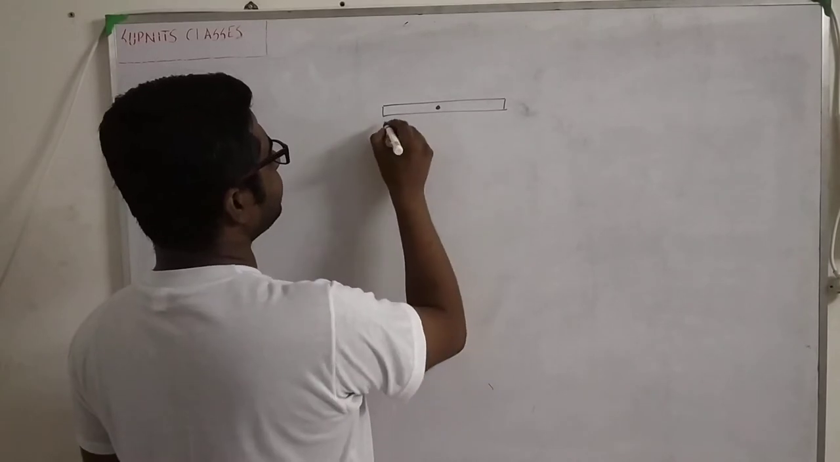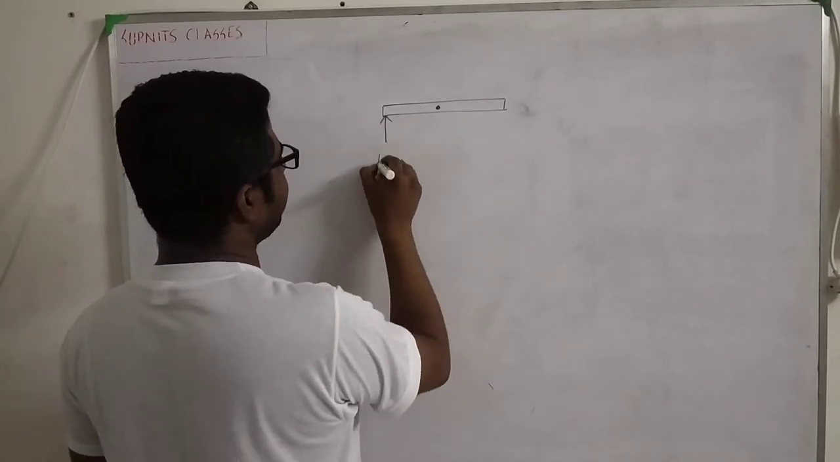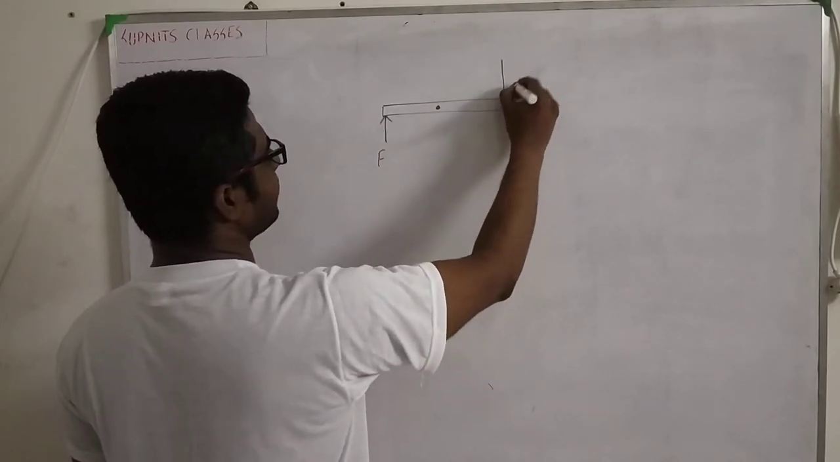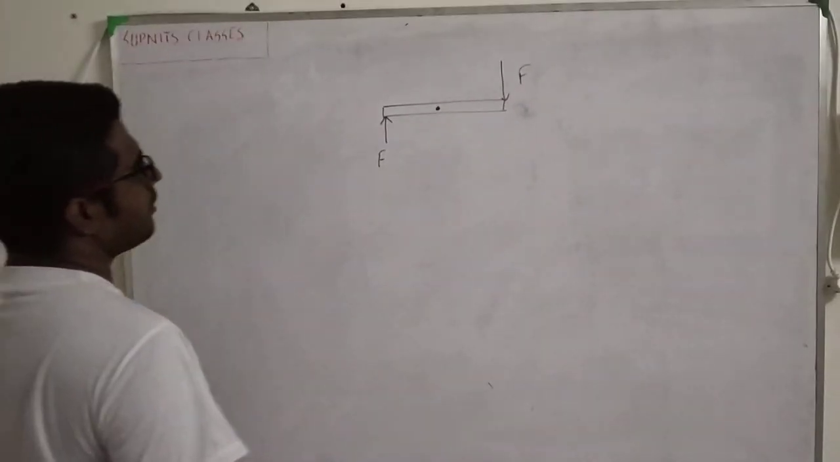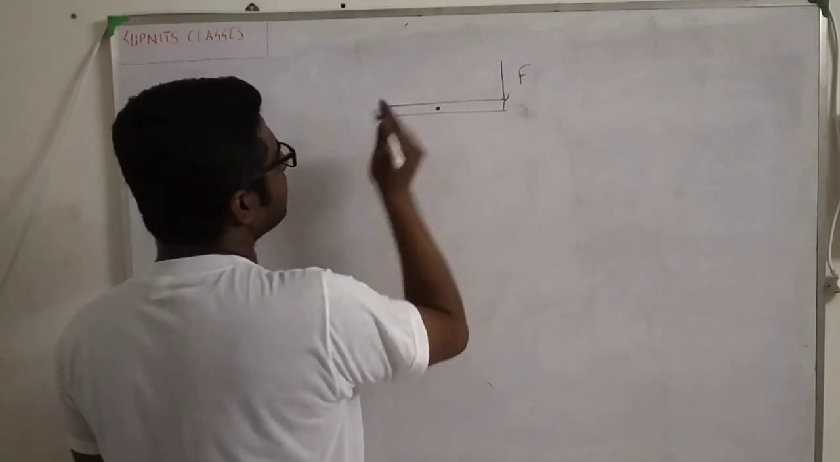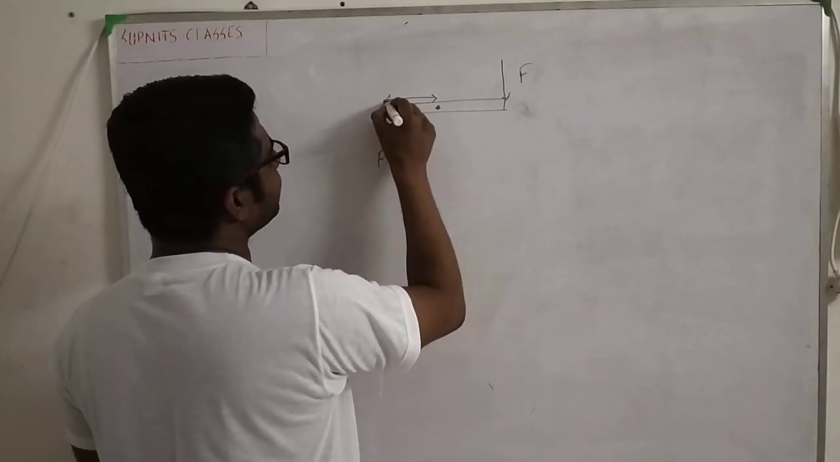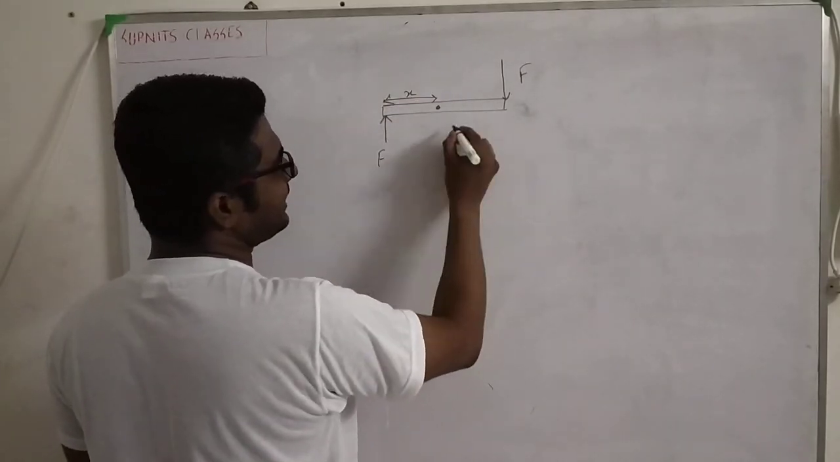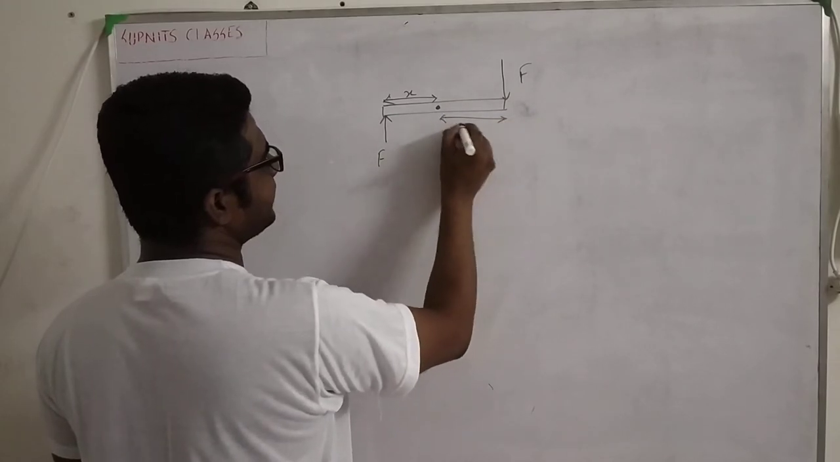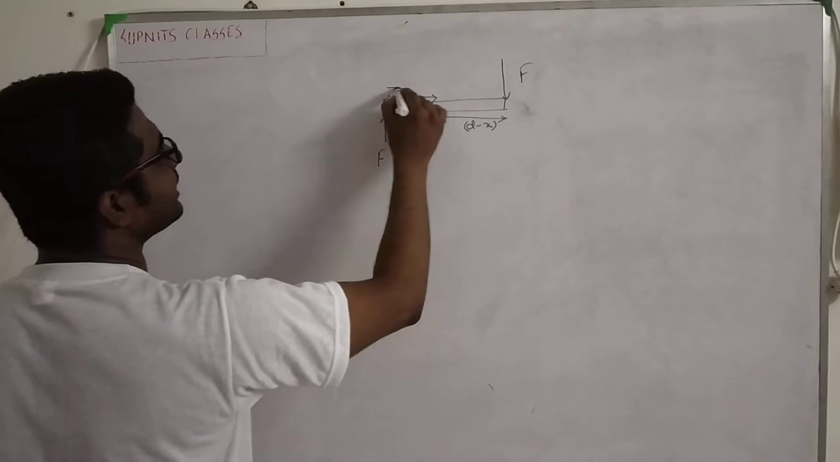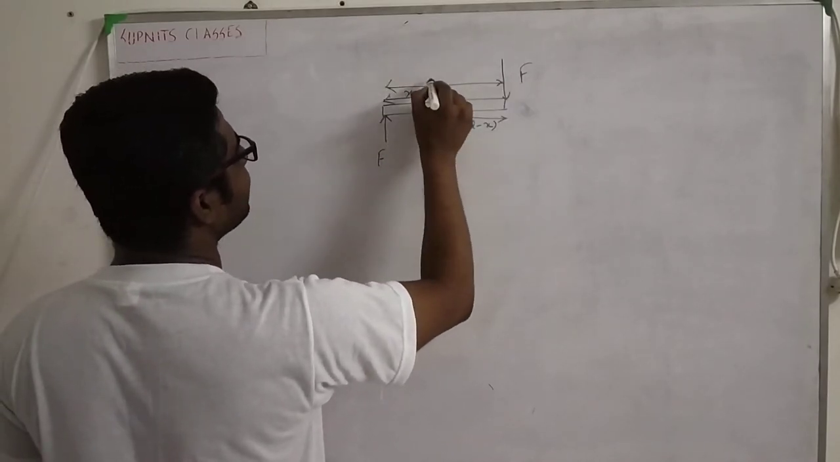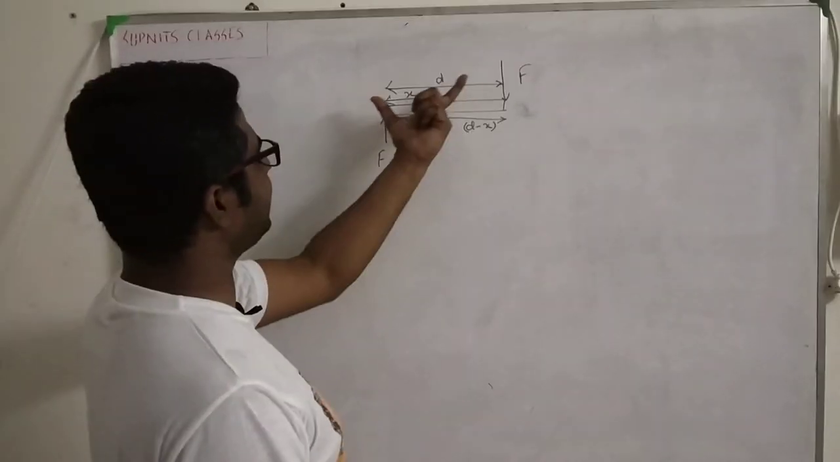Okay, now in the same bar, I have to change this one. This is my pivot. I have a force over here and I have a force over here. This is basically a couple. Let this distance be x. Let the total distance be d. So this distance is d minus x. The total distance is d. That means the couple arm is d.